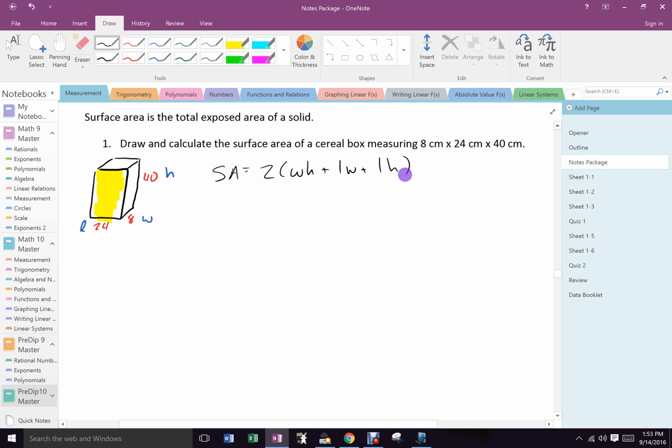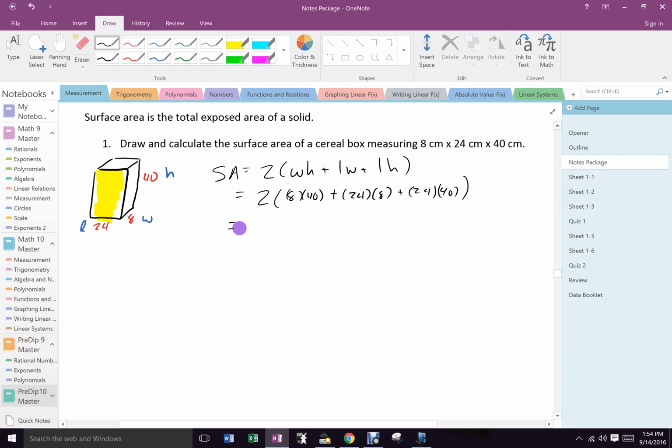Now, I can't stress this enough, you guys. While you're practicing this, it's best to write it out as much as you can, because a great many people cannot make that show up properly on their calculator. I'm sure all of you can, but all you're going to do is put in the numbers. 2WH. Does it matter what we name W and H? No, as long as we use the numbers. 8 and 40. 8 and 40. LW plus 24 and 8 plus LH 24 and 40.